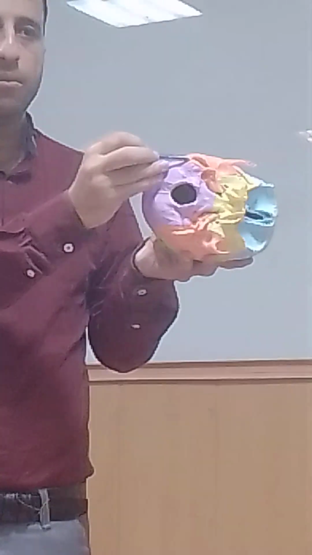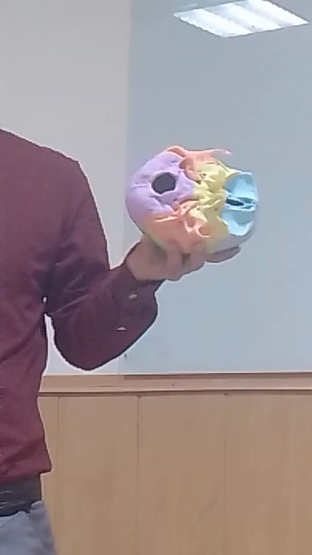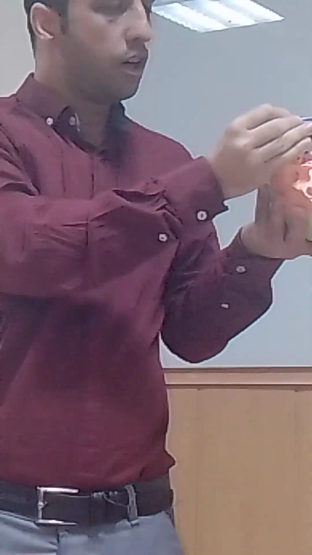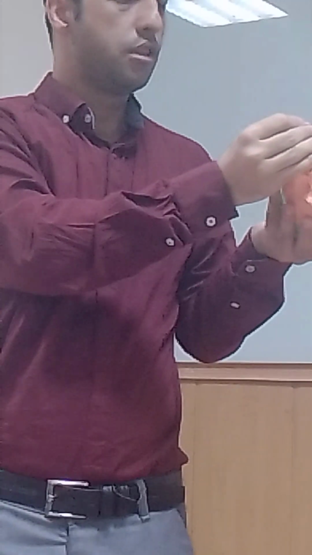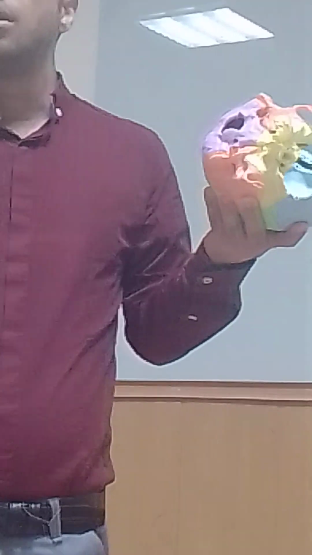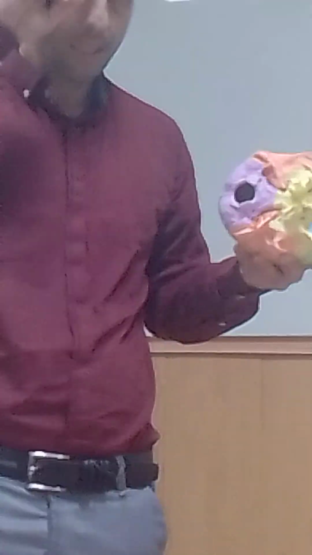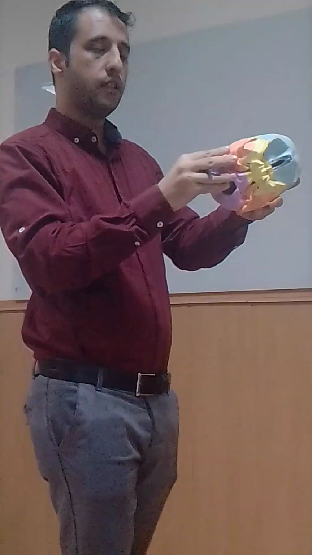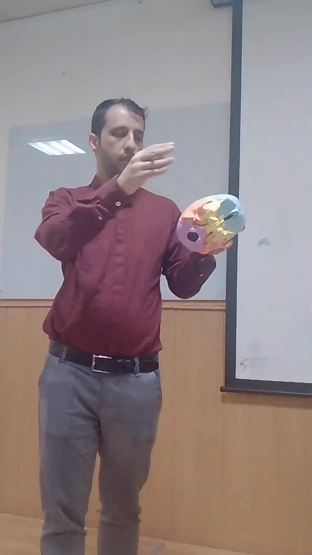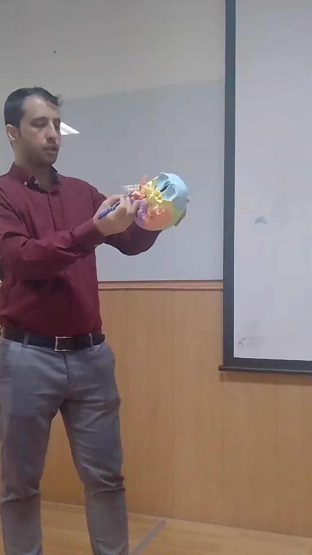This groove is named the occipital groove, for the traveling of the occipital artery. This notch is the mastoid notch, for attachment of the posterior belly of the digastric muscle. Okay, that was the occipital and mastoid part. Squamous part, mastoid part. Another part is the tympanic part.